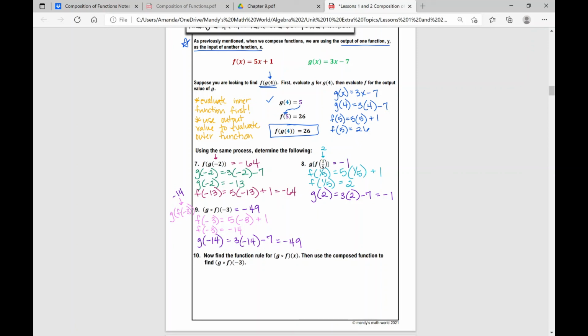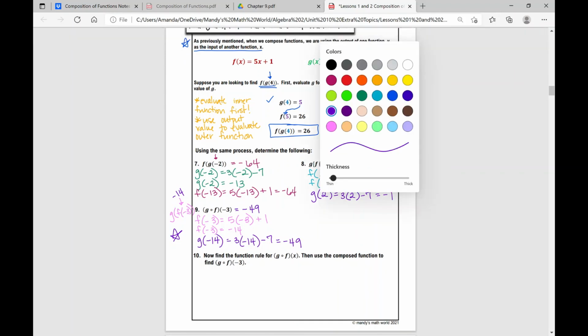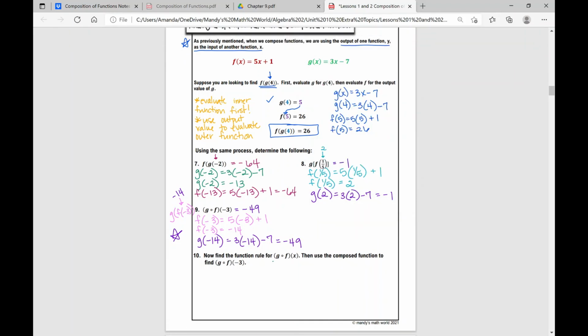So if I find the composed function, I can always find g of f of negative 3. That's what I did up here for number 9, right? I found g of f of negative 3. I already know the value of it. But what I want you to see is that if we find the composed function, g of f of x, using the process that we did previously, let's go ahead and do that.